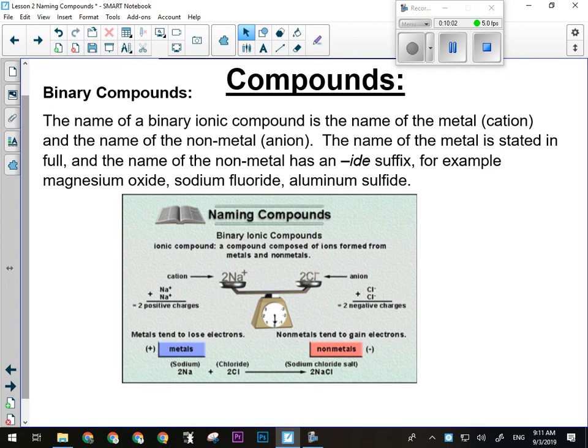So examples here, we've got magnesium oxide, which would be MgO. Sodium fluoride would be NaF. Aluminum sulfide, that would be Al2S3. Had to figure that out.